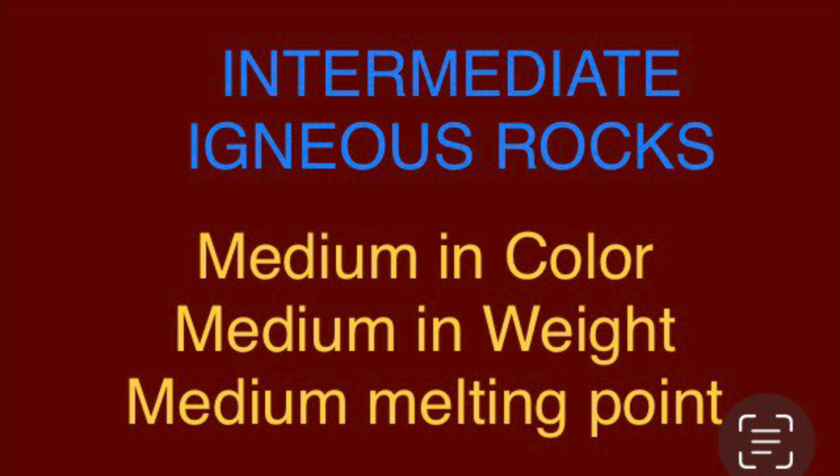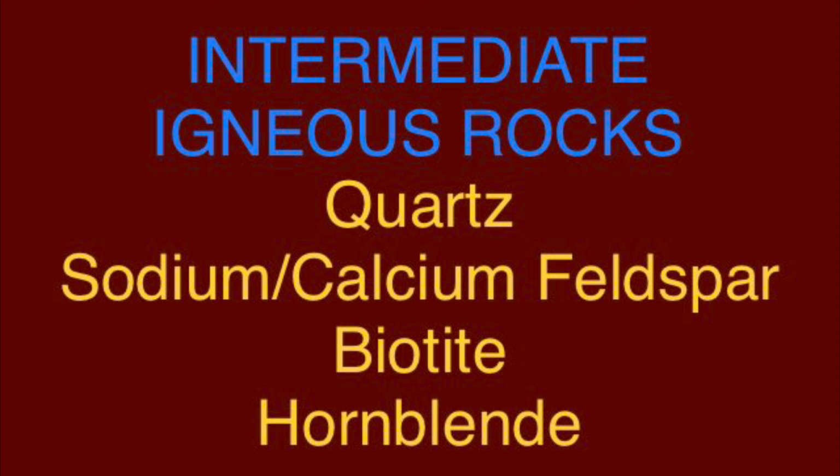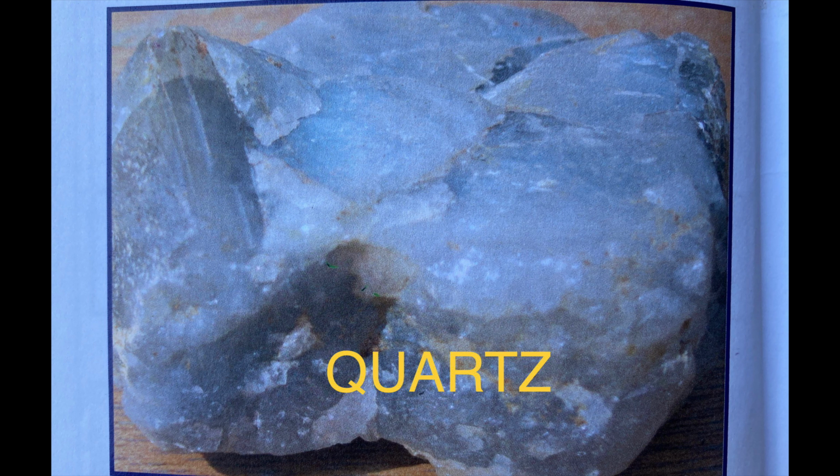Intermediate igneous rocks have a little bit of felsic minerals in them, a little bit of mafic minerals in them. They're kind of in between felsic and mafic. So these intermediate igneous rocks have less quartz in them than felsic rocks like granite, but they have more quartz in them than mafic rocks like basalt.